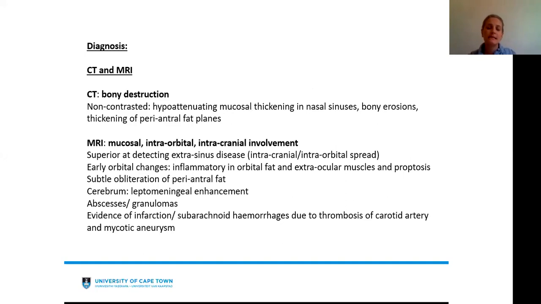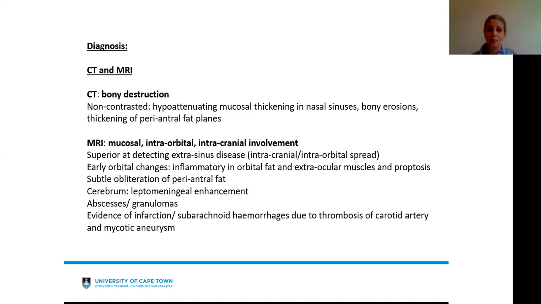If we look at CT, CT is good for showing us bony destruction. You might end up having a non-contrasted CT, as sometimes the patients are too unwell to have a contrasted CT. Then you might see hyperattenuating mucosal thickening in the nasal sinuses, bony erosions, and thickening of periantral fat planes, which I'll show a picture of in a few minutes. If you look at MRI, this is much better for mucosal and intraorbital and intracranial involvement.